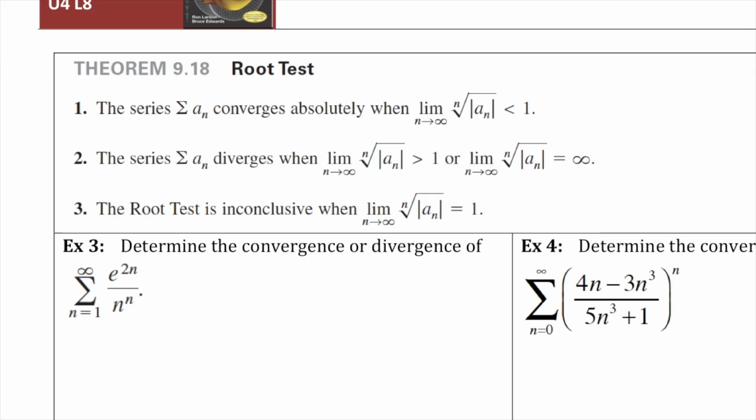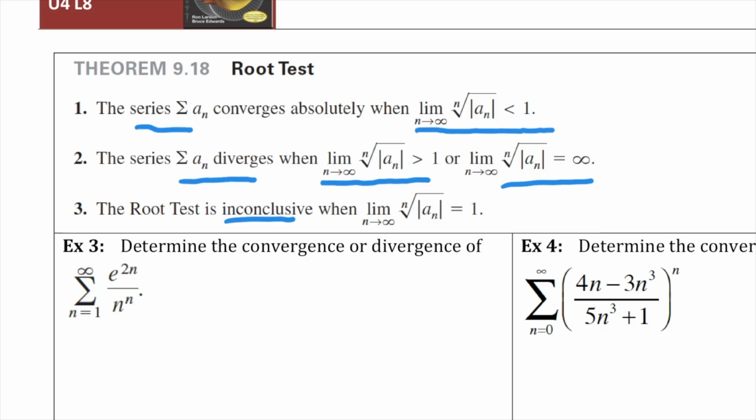Now it's time to take a look at the root test. Your series is going to converge absolutely when the limit as n goes to infinity of your nth root is less than 1. Conversely, your series will diverge when the limit is greater than 1 or heading towards infinity. And again, our root test is inconclusive when we have the limit as n goes to infinity of our nth root equal to 1.